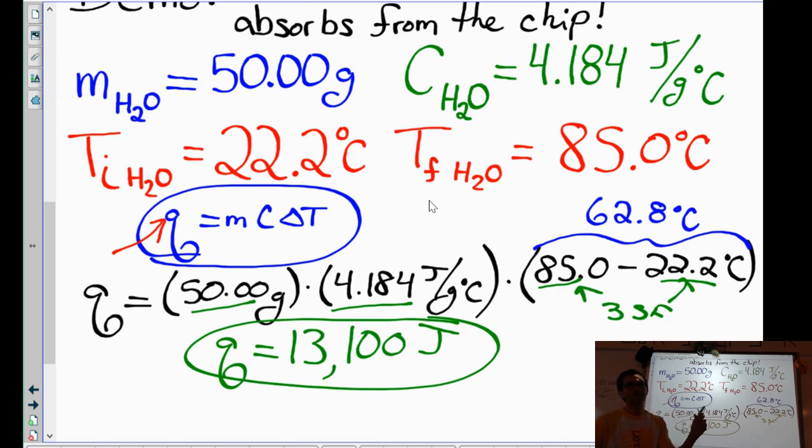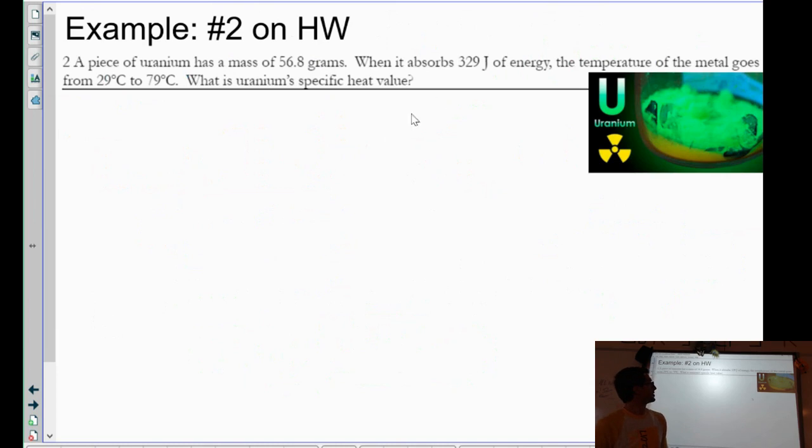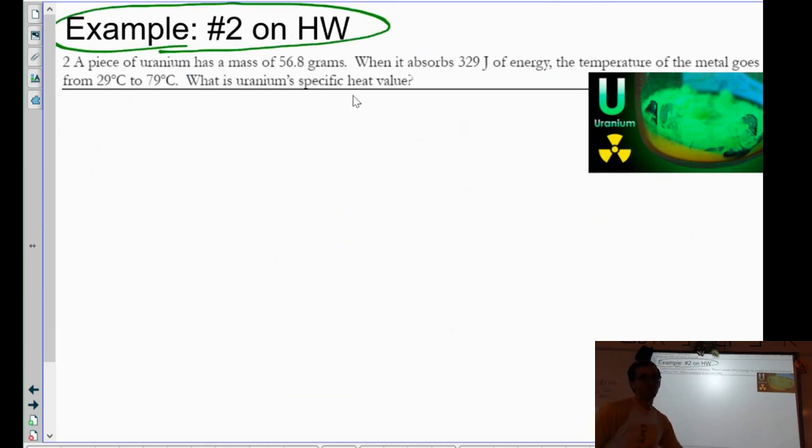I want to do one more example with you. If I'm going fast, that's fine, just pause. Always reach out to your chem instructor if you have any questions on things. We're just mathing today. We're doing some math, but for chemistry, a lot of the math is word problems. So I would love to do number 2 on the homework.